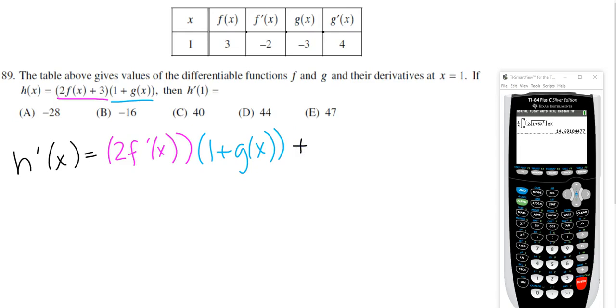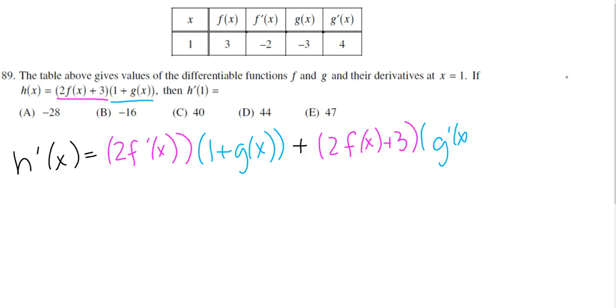Plus for product. Now reverse it. Hold the pink. Derive the blue, which will be 0 plus g prime of x. Okay, now let's find these values at x equals 1.